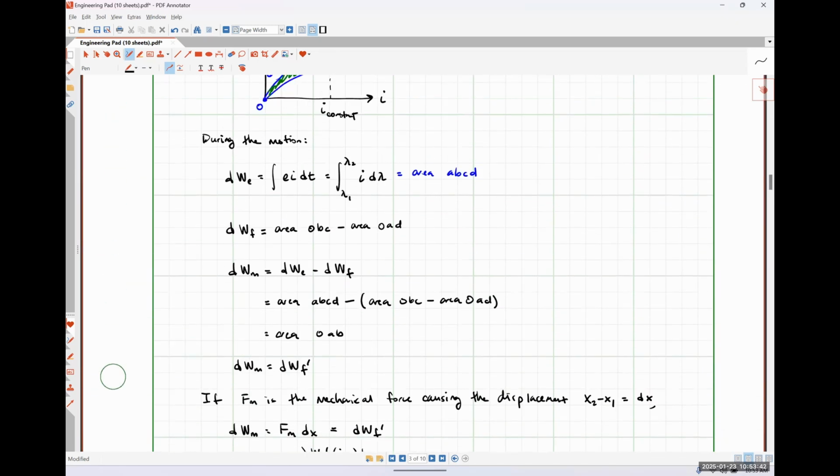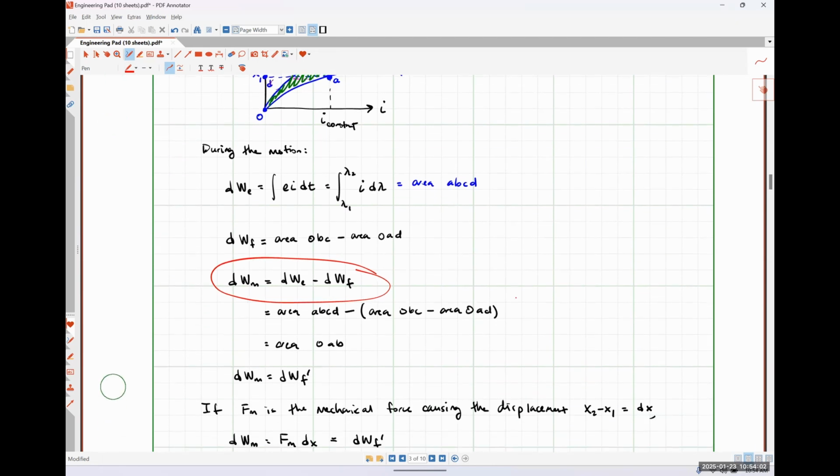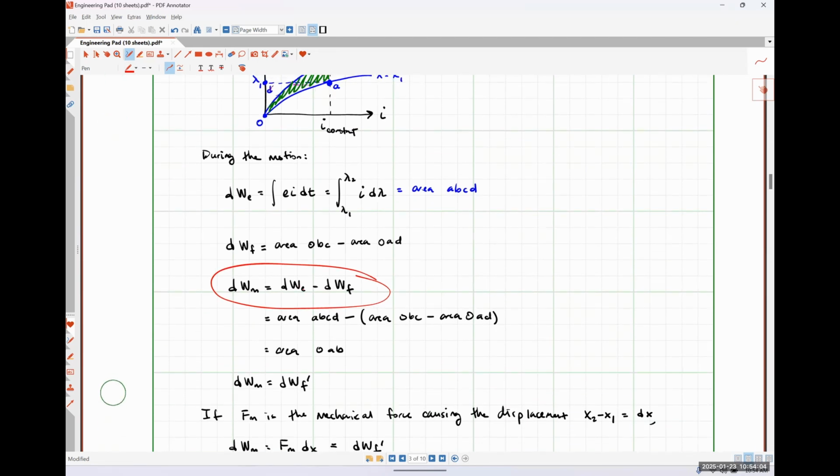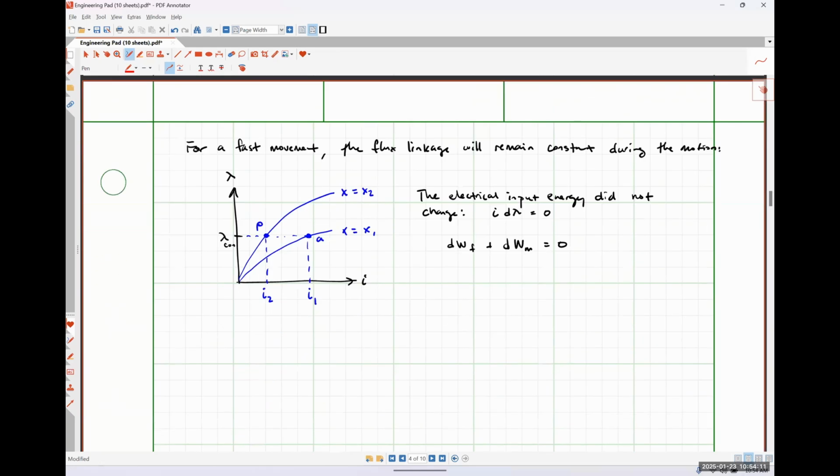So earlier we said dWf plus dWm was equal to dWe. That's this guy right here, essentially rearranged, where I'm just moving the mechanical, the field energy over to the same side. We can actually just look at this and say, hey, if dWe is 0, dWm is going to be equal to negative dWf, which is literally what I'm about to write down anyway.